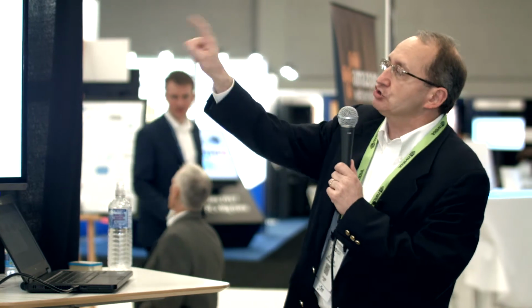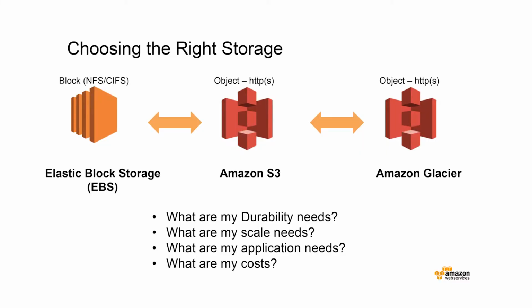But trying to choose which one fits into your needs, I always like to say these are the four questions that you need to think about. What are my durability needs? What are my scale needs? What are my application needs? Do I need a lot of I/O or a little I/O? And how much are my costs? So when I walk through these three things, keep those in mind, and make sure I cover each one of those.